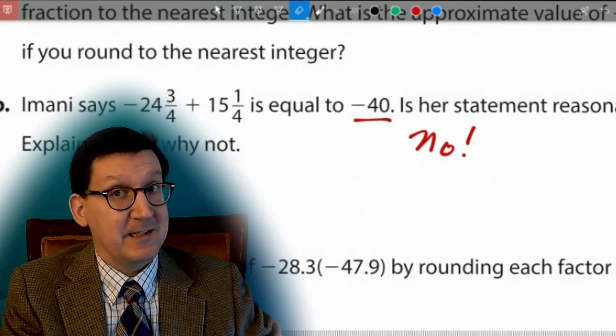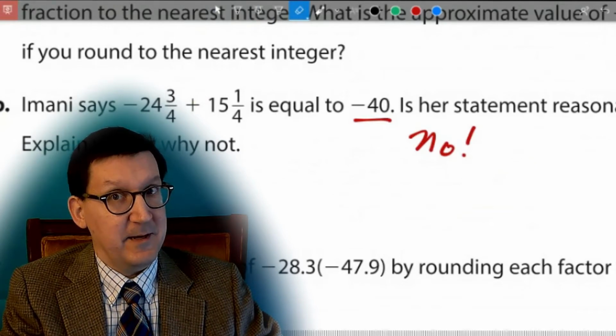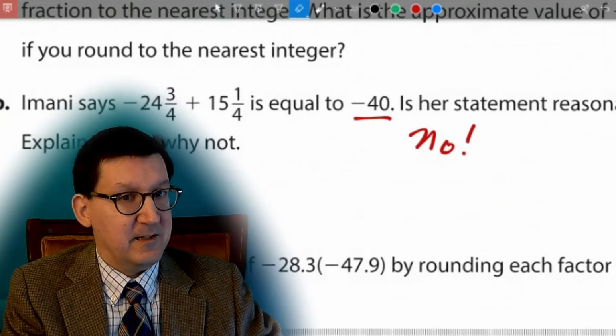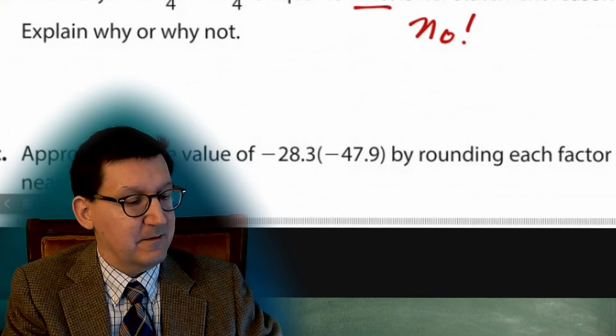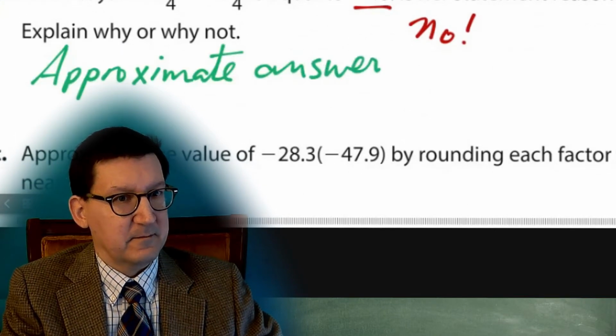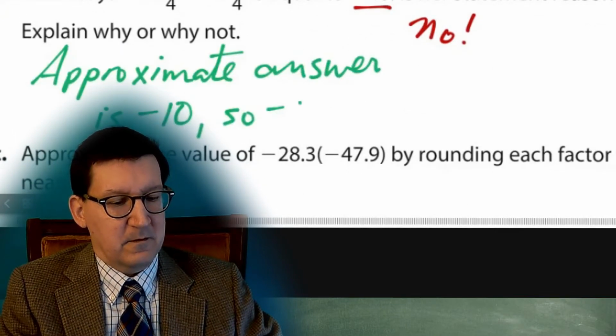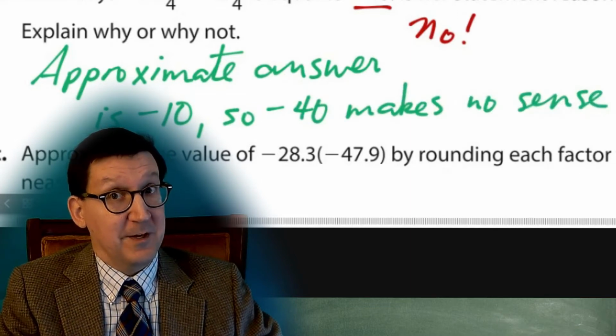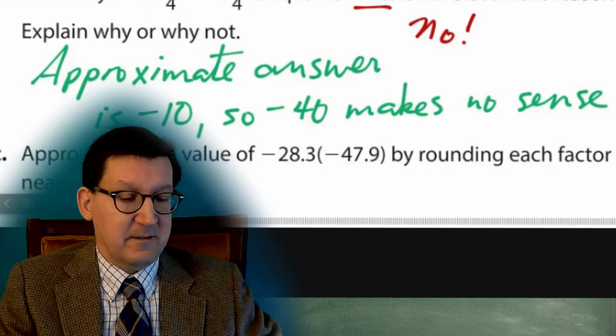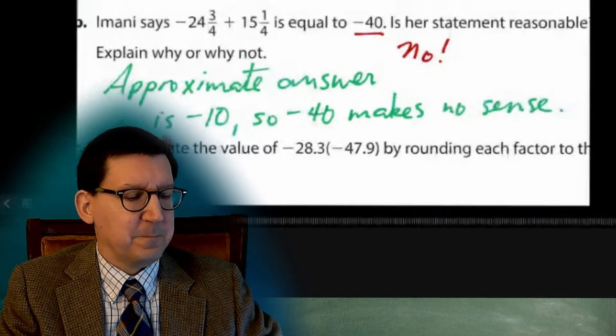A quick way to see that she got it wrong is just by estimating. Explain why or why not? Well, we can say that the approximate answer is negative 10. So negative 40 makes no sense. Well, not if she read the problem correctly. So that's a good way to think about that.